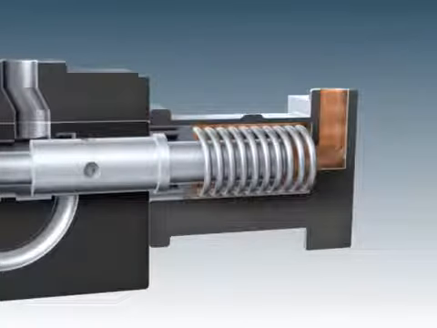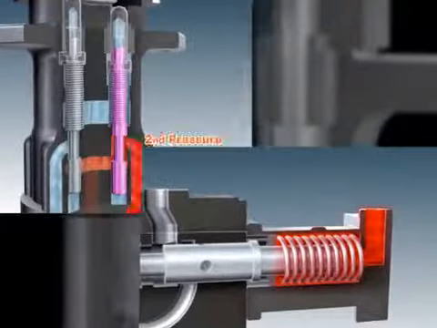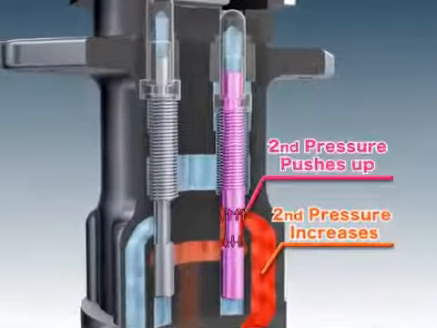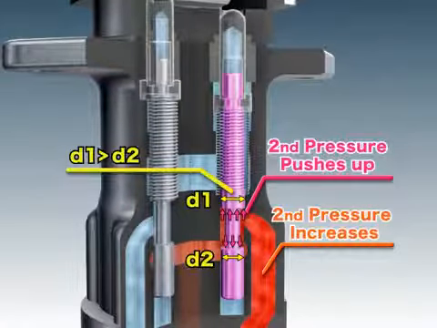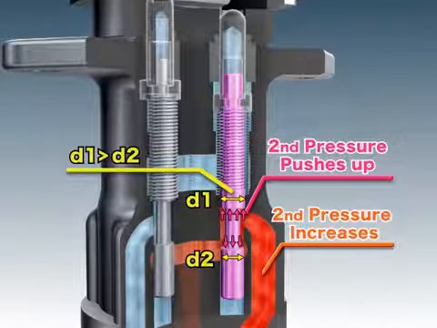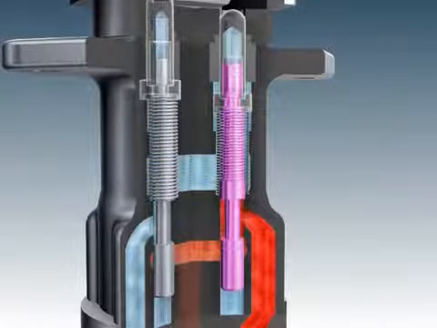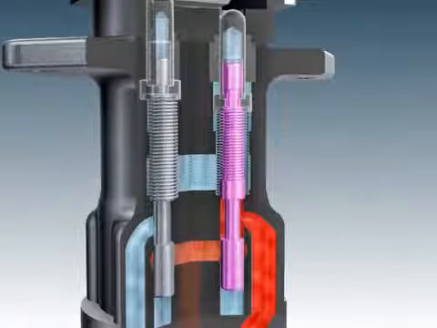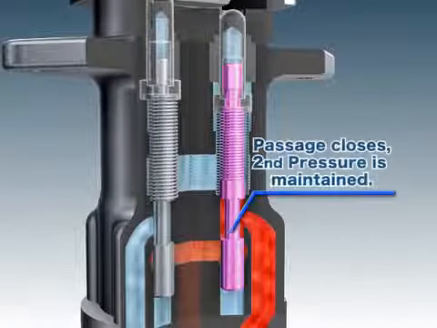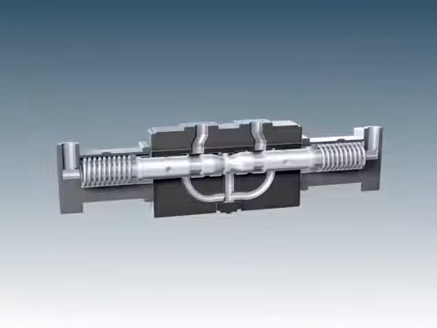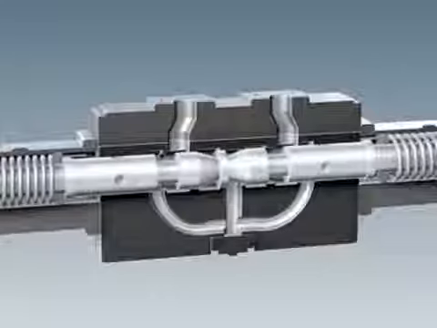This gradually creates a second pressure. This second pressure is transmitted to the remote control valve's spool and pushes up against the balance spring. This causes the port to close, stopping the flow of hydraulic oil, and prevents the multiple control valve's spool from moving.